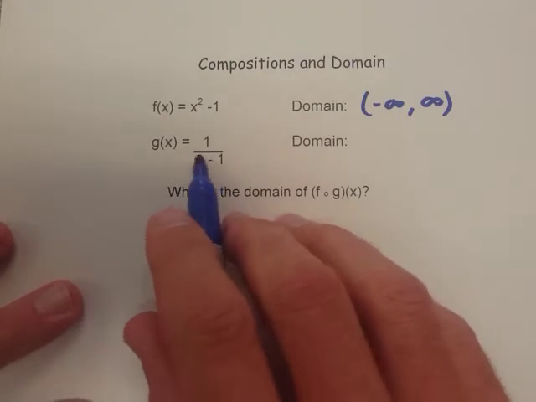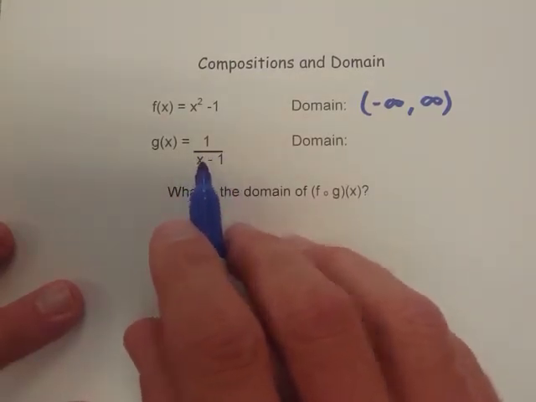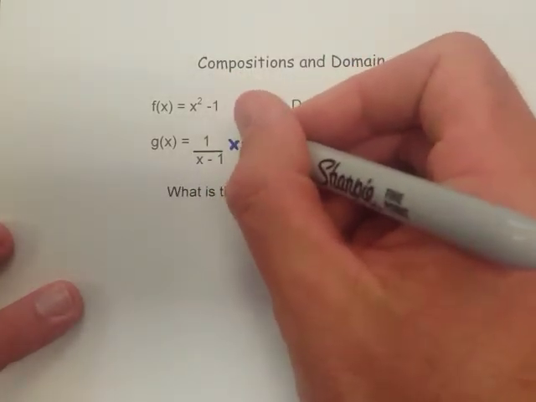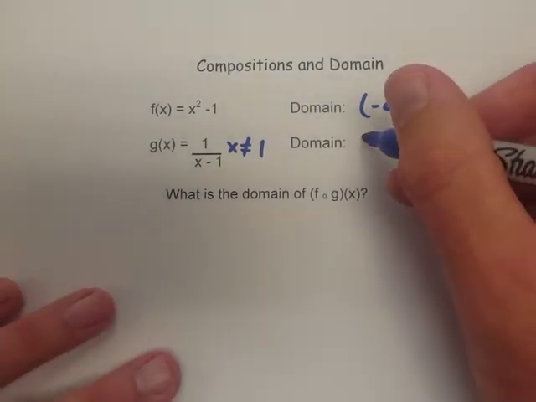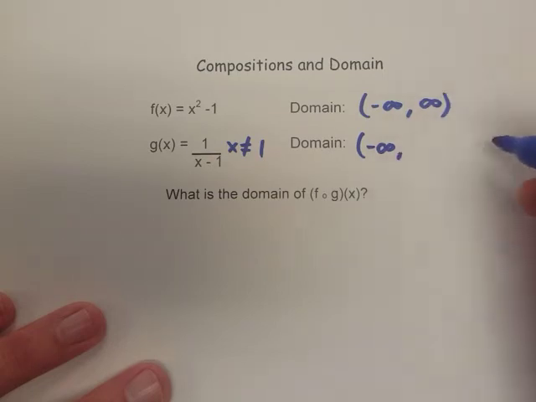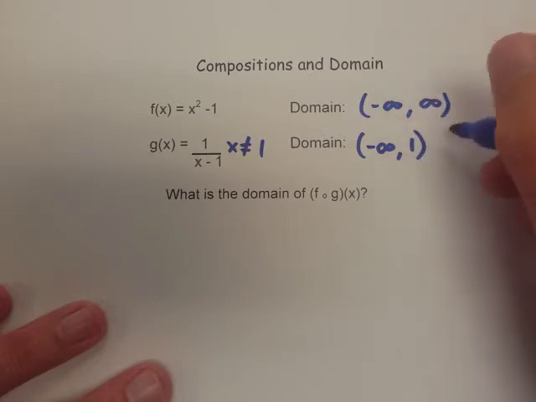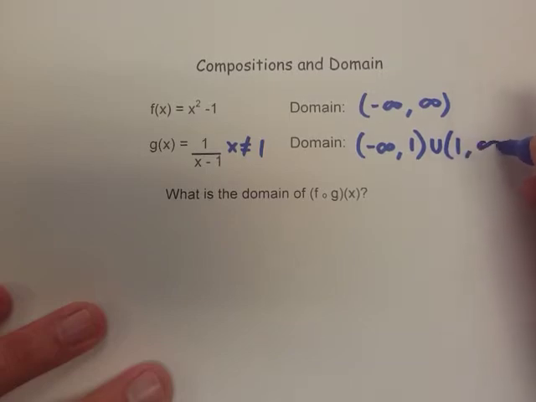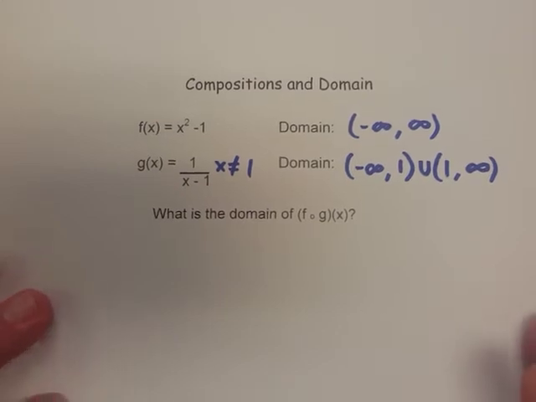For g of x, looks like we do have a divide by 0 problem here. We can't have x equal to 1, so our restriction is x not equal to 1, which makes the domain everything except for 1. So think about going from negative infinity to positive infinity, but we're going to shoot a hole in there at 1, so it just goes to 1. That's a hole, so we put a rounded bracket around it, then we start right back up at the same point, 1 to infinity. So it just creates a break at that point if we have that restriction.